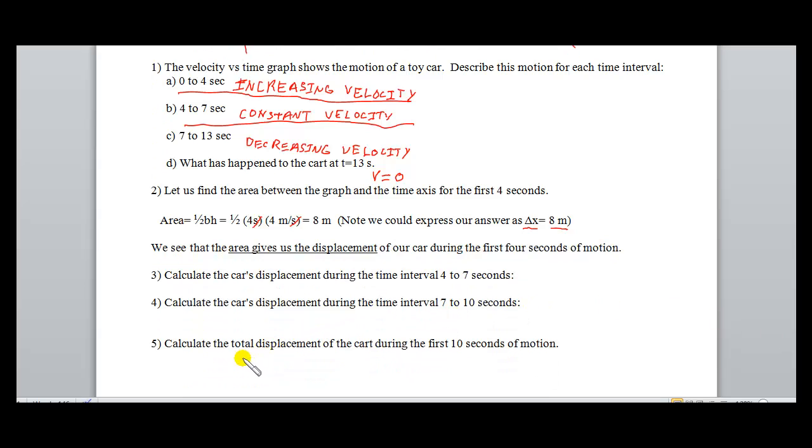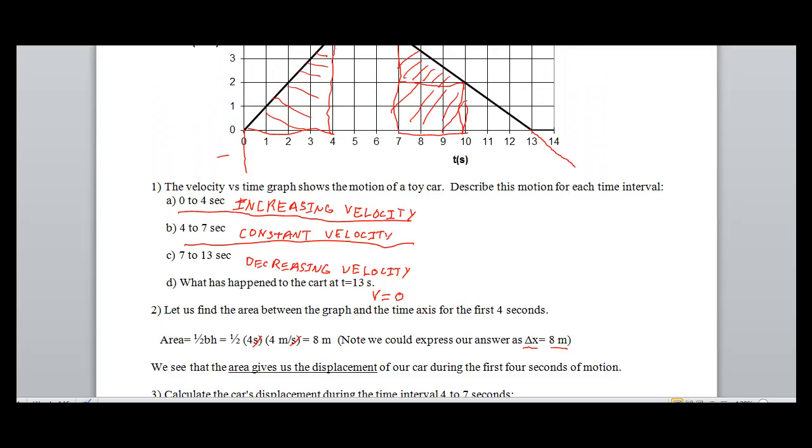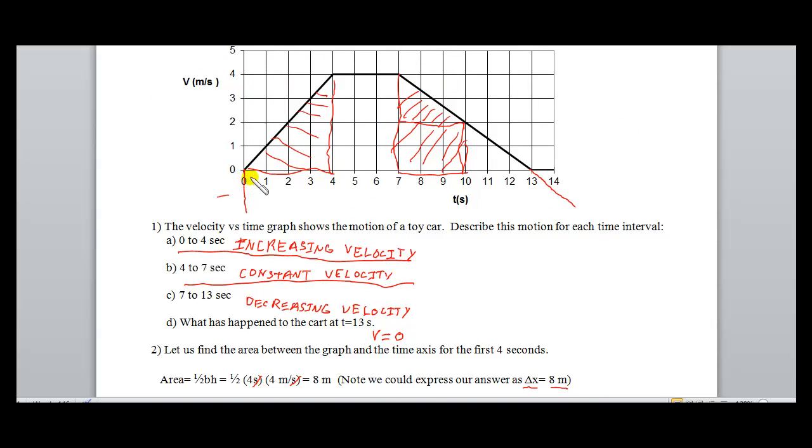Okay, and then what else do we want to do here? Then we want to calculate the total displacement of the car during the first 10 seconds of motion. That is, we're talking about from here, from 0 all the way up to 10 seconds. So you will end up adding up this area and this area and this area and this area. So push that pause button and let's see what you come up with. Use your supplement, get out that calculator, and we'll come back and compare answers.